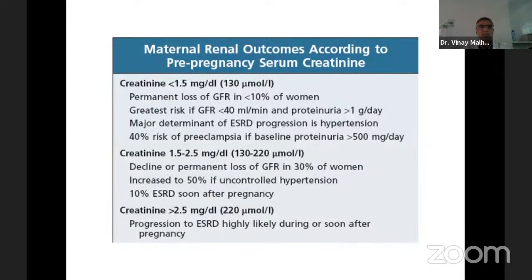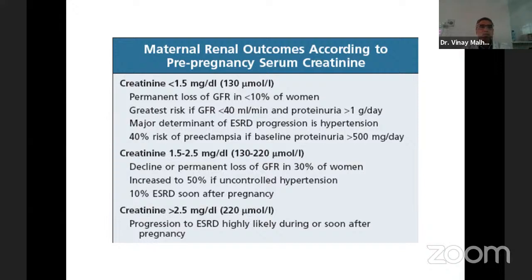So this is showing the maternal renal outcome according to pre-pregnancy serum creatinine level. If serum creatinine level is less than 1.5, the permanent loss of GFR is seen only in less than 10% of the women. But greatest risk is there if the GFR is less than 14, and along with that, if you have heavy proteinuria. So major determinant of end-stage renal disease progression in these patients is uncontrolled hypertension.